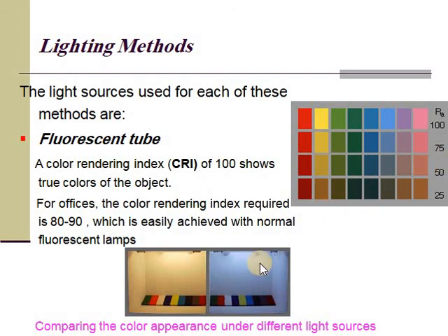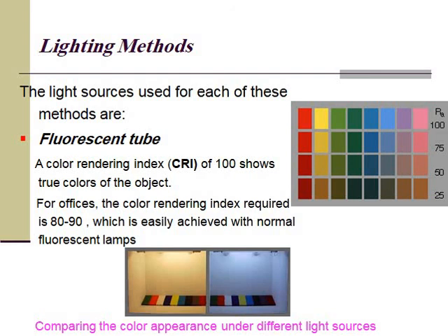So you can see here as well, we are comparing the color appearance under different lighting sources. This is a yellow light and this is a white light. So you can see that the colors are seen differently. So for offices, the color rendering index is required to be between 80 and 90. And this is easily achieved if we use the normal fluorescent lamps.